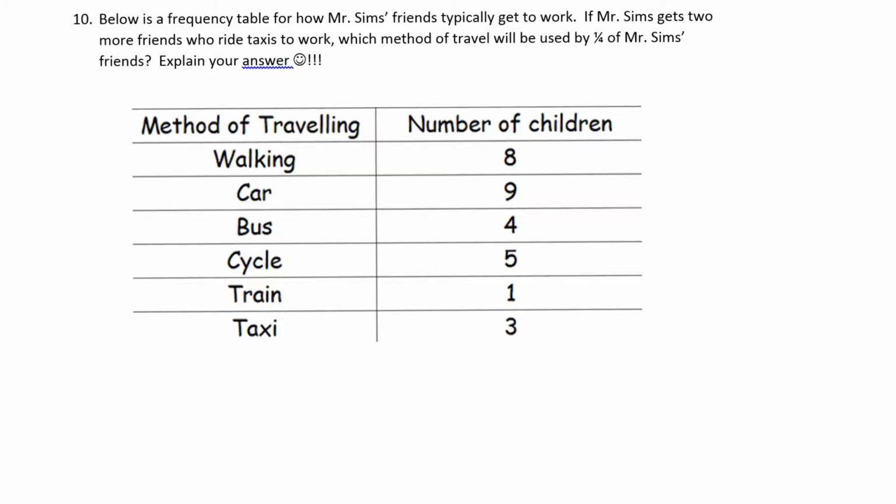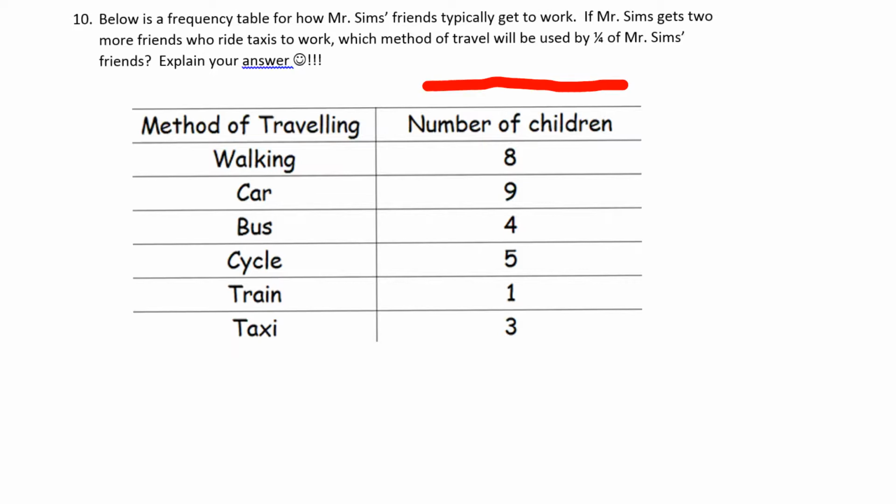Below is a frequency table for how Mr. Sims' friends typically get to work. If Mr. Sims gets 2 more friends who ride taxis to work, which method of travel will be used by 1/4 of Mr. Sims' friends? Explain your answer. Alright, so the first sentence once again says, below is a frequency table for how Mr. Sims' friends typically get to work.